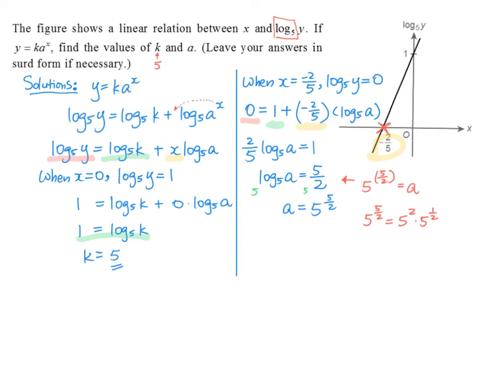Now because 5 to the 5 over 2 power is actually equal to 5 squared times the square root of 5, the answer would be 25 times the square root of 5.